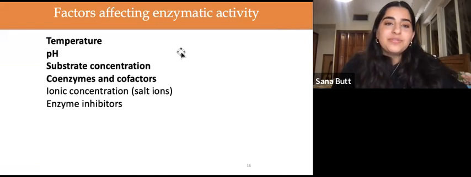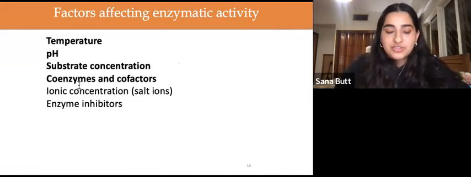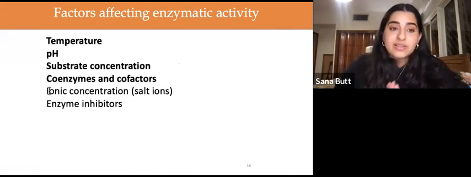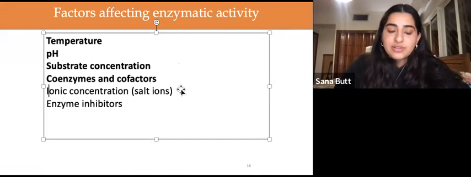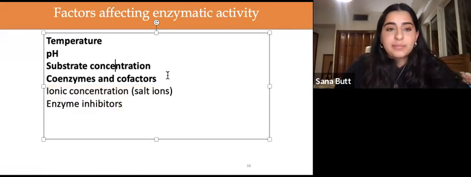Okay, so for factors affecting enzymatic activity, you have the temperature, the pH, your substrate concentration, coenzymes, cofactors, ionic concentrations like your salt ions, and then enzyme inhibitors. I believe these will be discussed in your second enzymology lecture, but these ones were discussed in your first one.